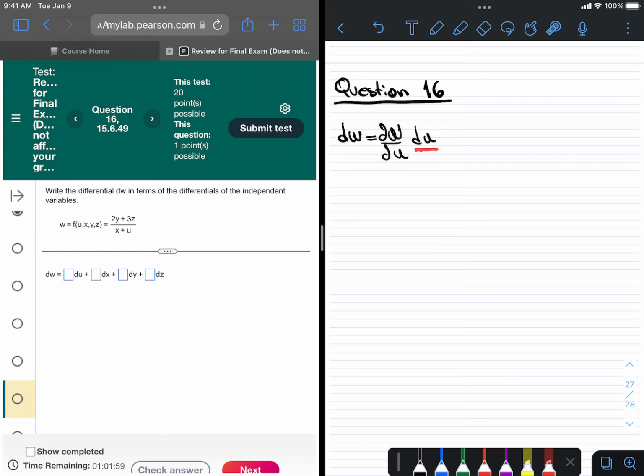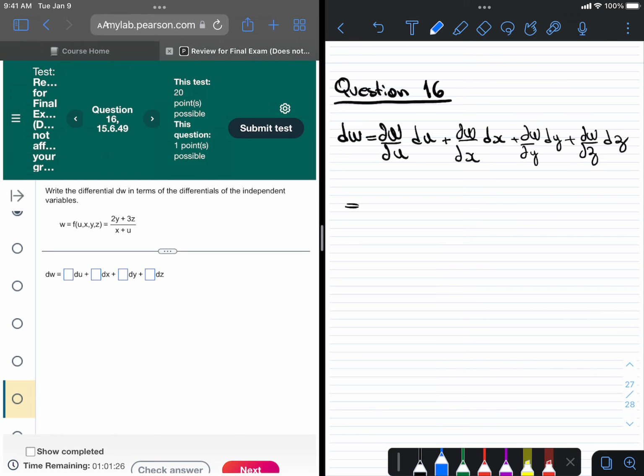That's a regular d, that's a rounded ∂, that's the partial derivative, ∂ rounded ∂, and ∂w/∂x dx plus ∂w/∂y dy plus ∂w/∂z dz. That's all we need to do. So all we need to do is calculate partial derivatives of all four variables with respect to all four variables of w.